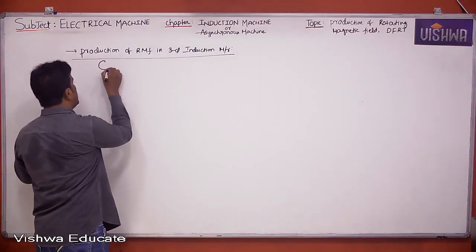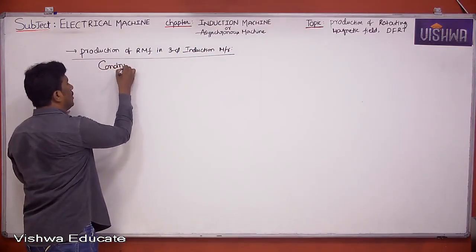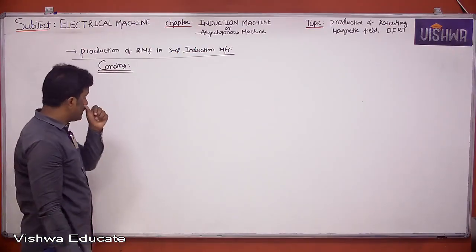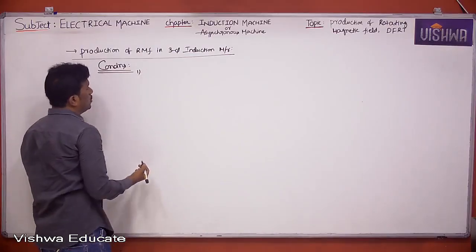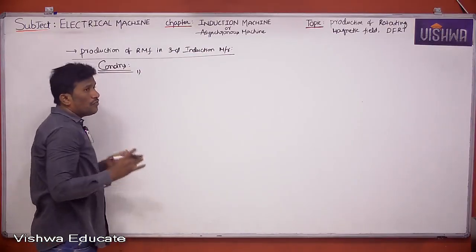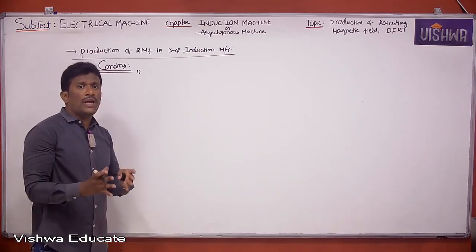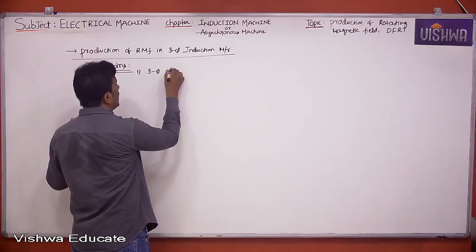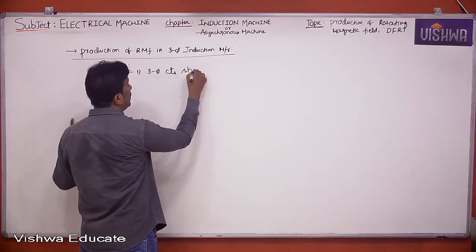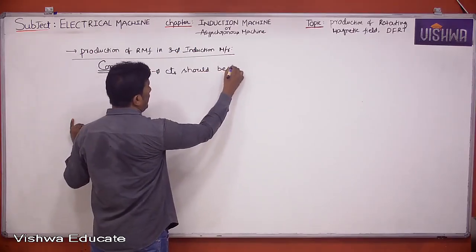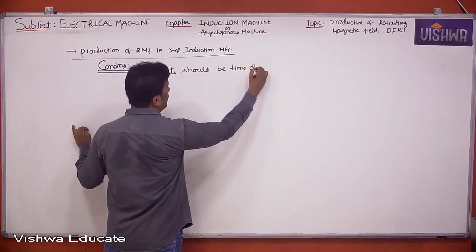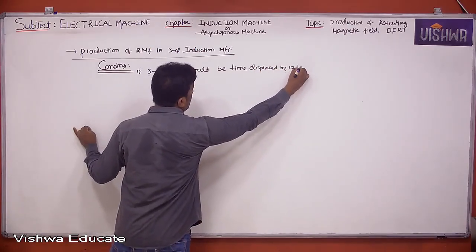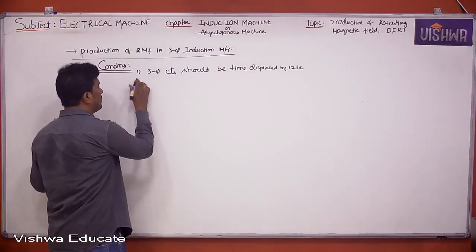See, what are the conditions for producing rotating magnetic field in a three-phase induction motor? It's very simple. Let me write these two conditions. There are two conditions we have to follow for producing rotating magnetic field. Number one, the three-phase currents should be time displaced by 120 degrees electrical.